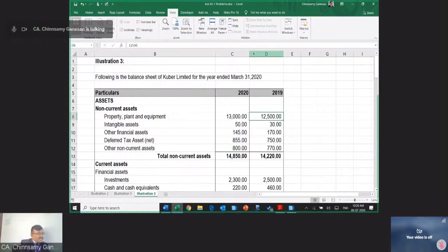How will income tax refund be treated? The income tax payment will be deducted as an outflow in operating activity. Income tax refund will be added to the operating activities cash flows. That's all.